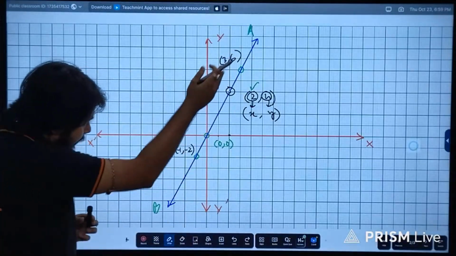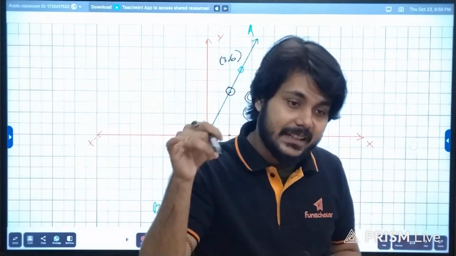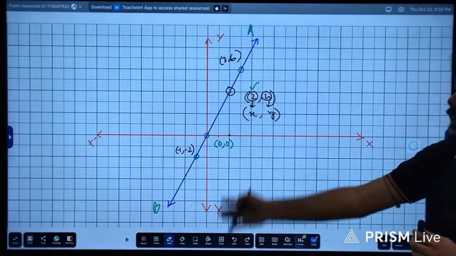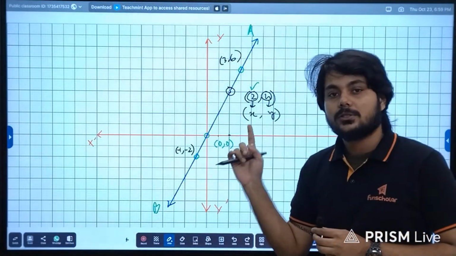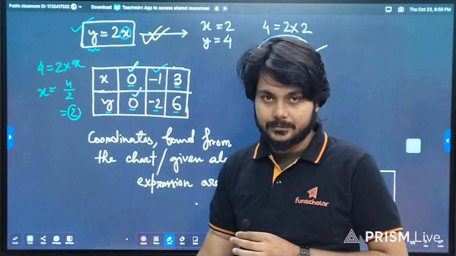So every point on this line is a solution. Every point on this line is a solution for this particular algebraic expression.